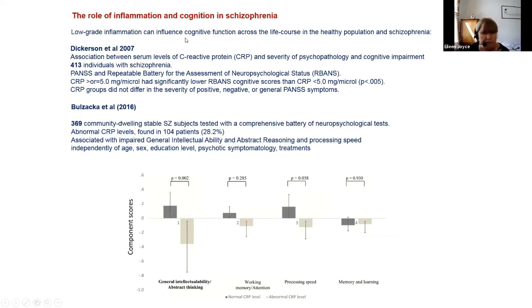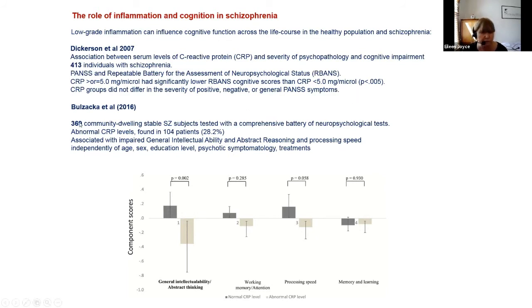We know that low-grade inflammation can influence cognitive function across the life course in healthy populations, but also in schizophrenia. This is a study by Dickinson in 430 patients with chronic schizophrenia who found that the subgroup with a higher CRP of greater than 5, compared to a lower CRP of less than 5, had significantly lower cognitive scores on their measure called the RBANS, but it did not affect presence of symptoms. So it's looking as if the CRP may be a specific marker of cognition in patients with schizophrenia.